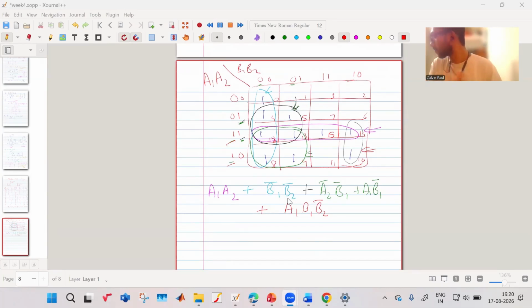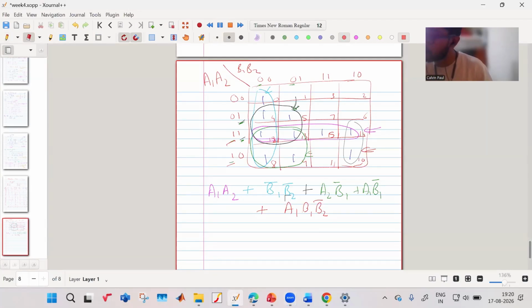Okay. Sorry, I think it's only A2, not A2 bar. Where? Oh, yeah, sorry, it is A2. Yeah, it's A2. Thank you.